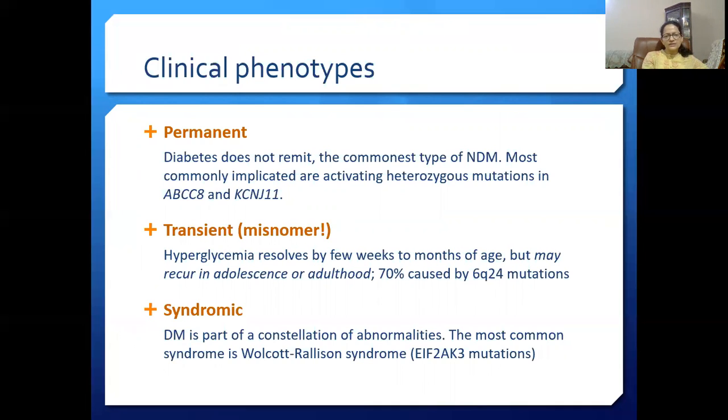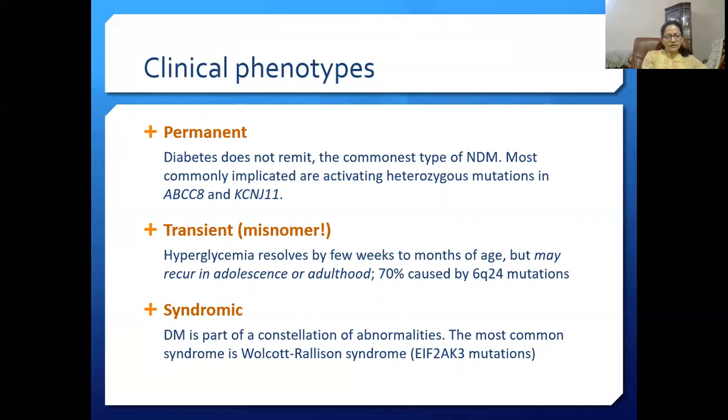The second one is transient. And this is actually a misnomer because one should always remember that infants who have transient diabetes, they have 50% or higher chance of relapse later on in adolescence or adulthood. So it's not truly transient and the vigilance should be maintained for relapse. So hyperglycemia resolves typically by few weeks to months, and 70% of these are caused by mutations in 6q24.